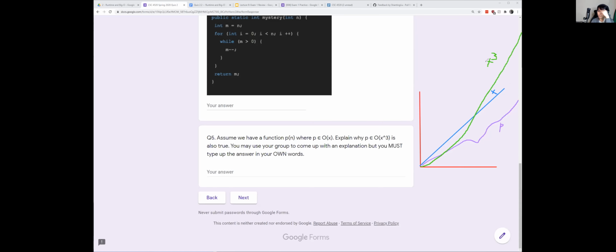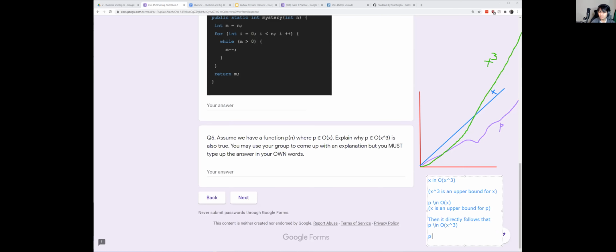Sorry, not 3x, but x to the third, x cubed. And so the statement that you need to make is that we know that x is in O of x cubed, right? So x cubed is an upper bound for x. We also know that p is in O of x, so that x is an upper bound for p. Then it directly follows that p is in O of x to the third, right?